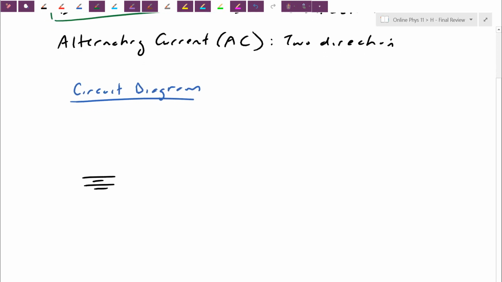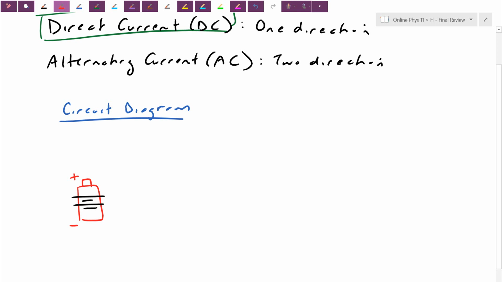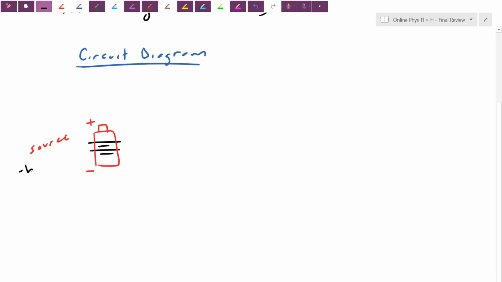We're going to use this symbol here, long line, short line. I think of this one here as a battery, like a AA battery. The positive end is the side that protrudes out. The other side is the negative. So long line is the positive, negative is on this side here. This is the source, our battery. You can say our battery provides the voltage.